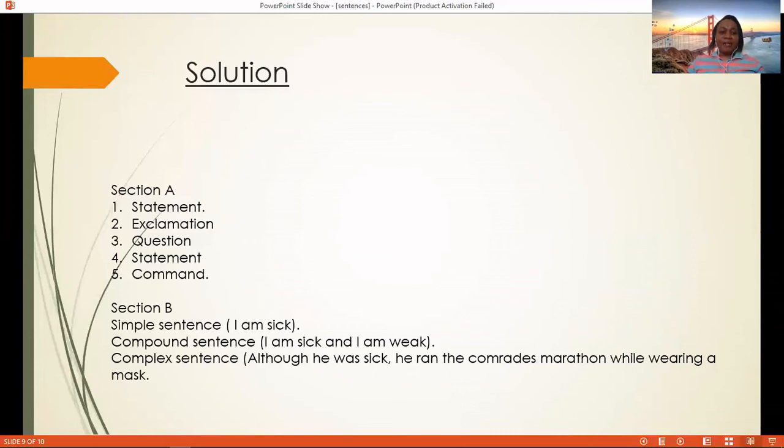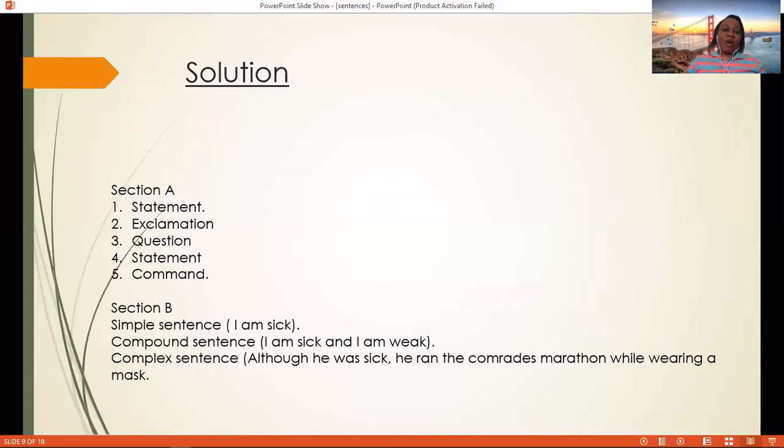A simple sentence, I am sick. Yes, there is my subject, I am, and my verb, sick. The compound sentence, I am sick and I am weak. Remember, the compound sentence will have 2 simple sentences joined by a coordinating conjunction. I am sick, I am weak, joined by the conjunction and.